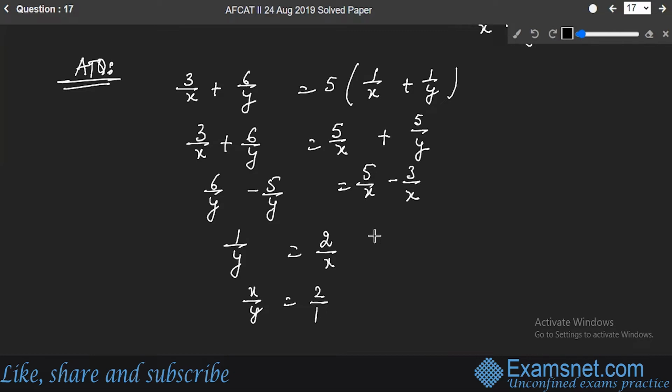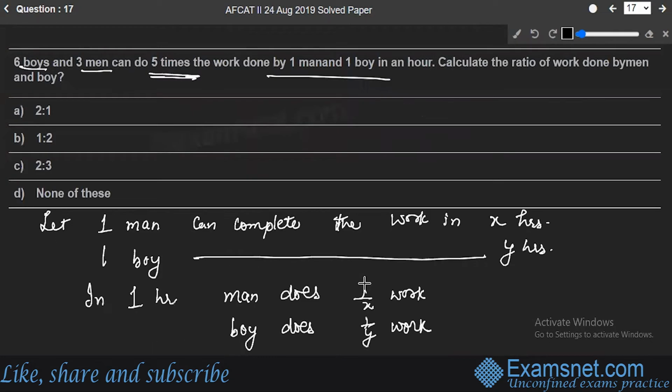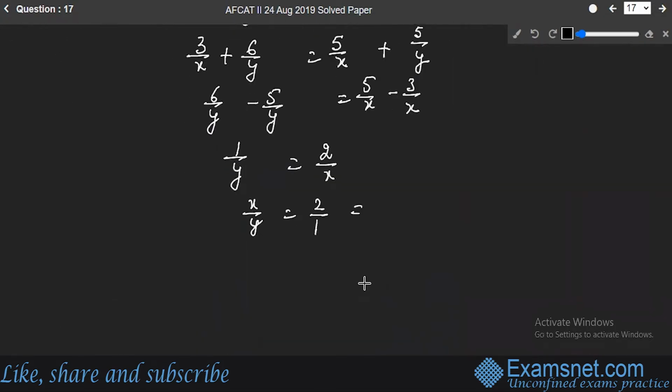So that was your question. You have to calculate the ratio of the work done. See the question. You have to calculate the ratio of work done by man and the boy. So this is the ratio done, that is 2:1. Option A is the answer to this question. See, 2:1 is the answer. Hope this is clear. Then let's move to the next question.